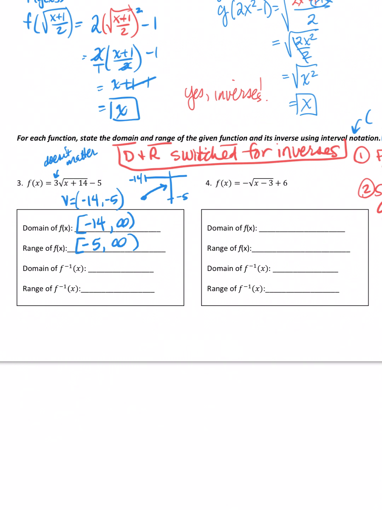Now to get the inverse, the domain and the range of the inverse, you just flip-flop them. Remember, the range becomes the domain of the inverse, and the domain of the original is the range of the inverse. So I just really flip-flop them on my paper, and I'm done.